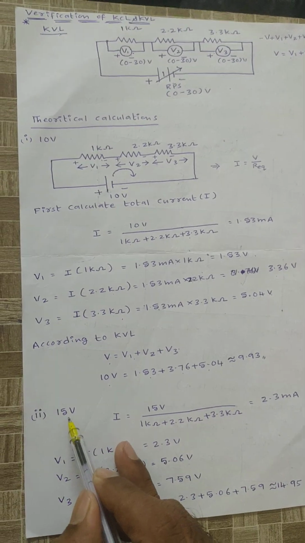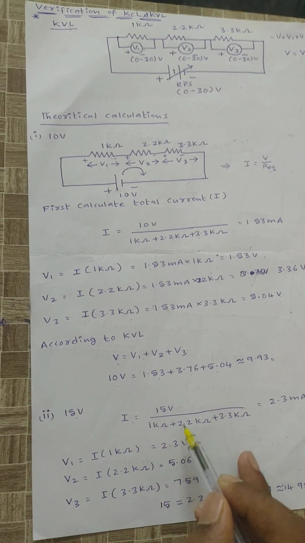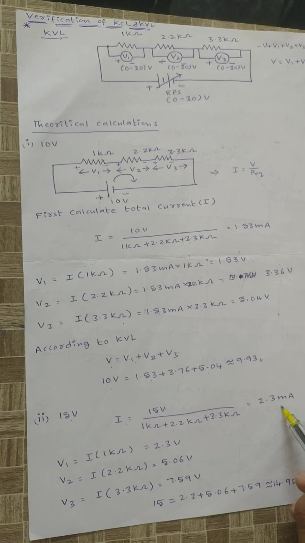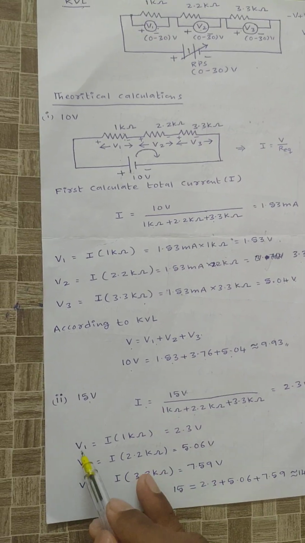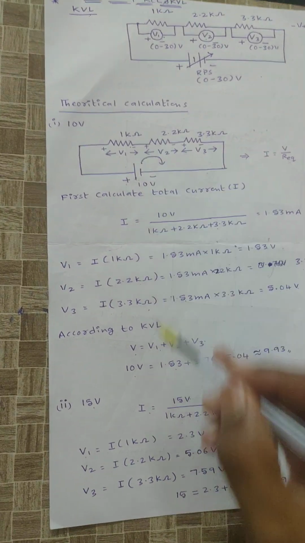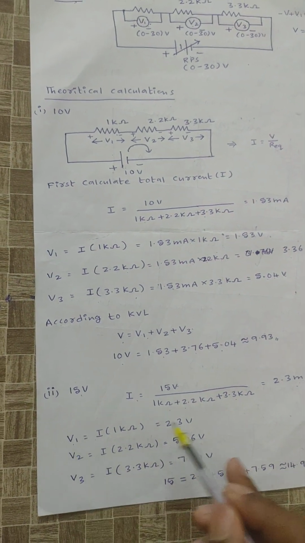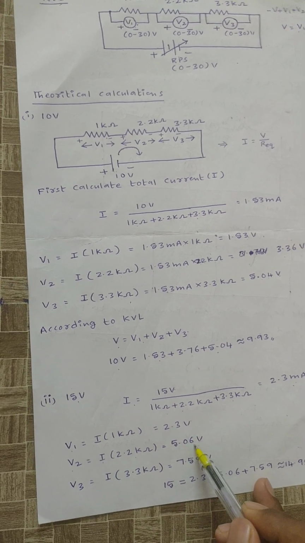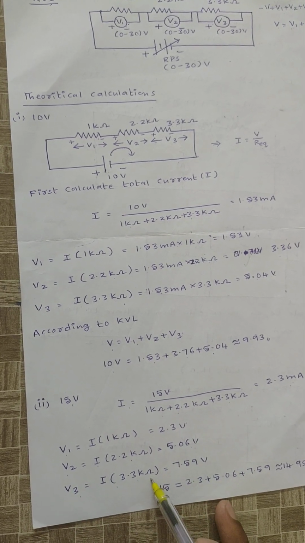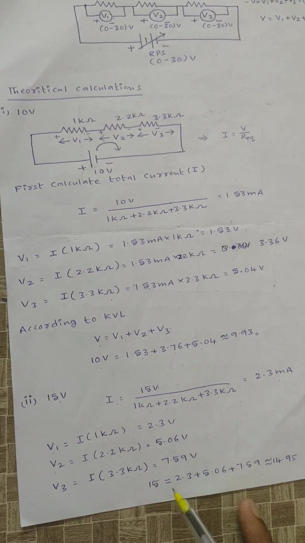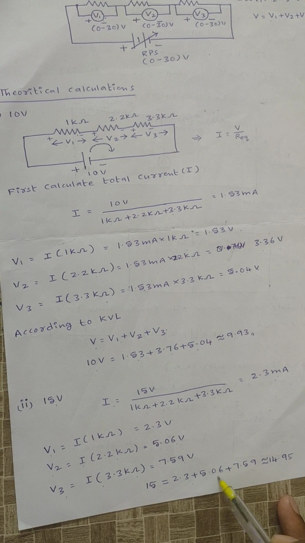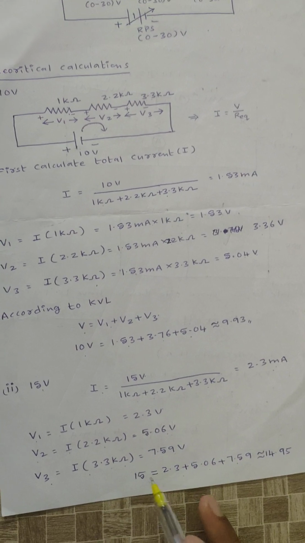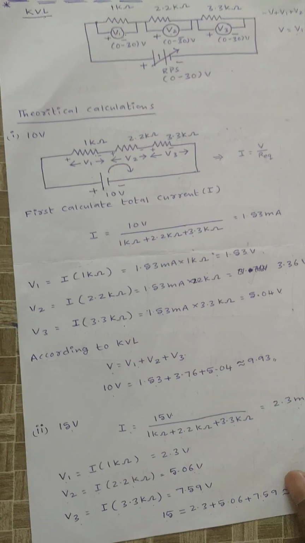Similarly for 15 volts also. First we need to calculate current I, that is 15 volts divided by R equivalent. Then we will get the current value as 2.3 milliamperes. After that V1 is equal to I into 1 kilo ohm, that is 2.3 volts. V2 is equal to I into 2.2 kilo ohm, that is 5.06 volts. V3 is equal to I into 3.3 kilo ohm, that is 7.59 volts. That is 15 is equal to 2.3 plus 5.06 plus 7.59, which is approximately 14.95.